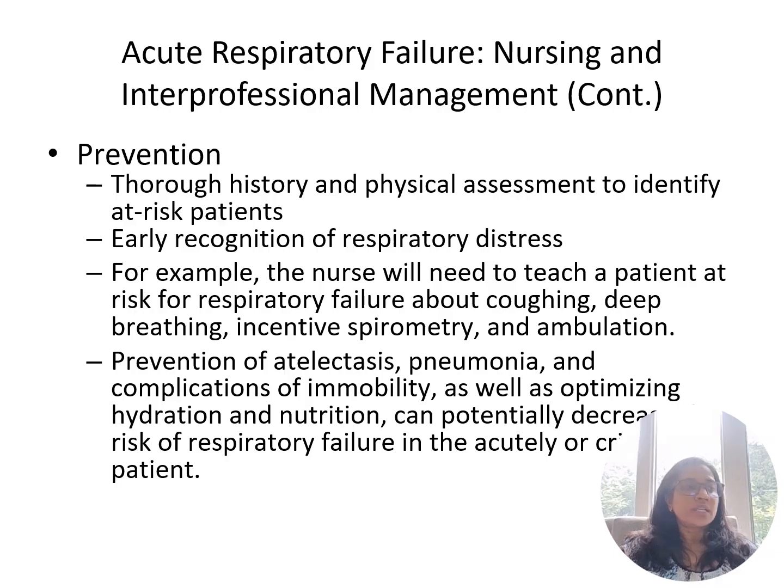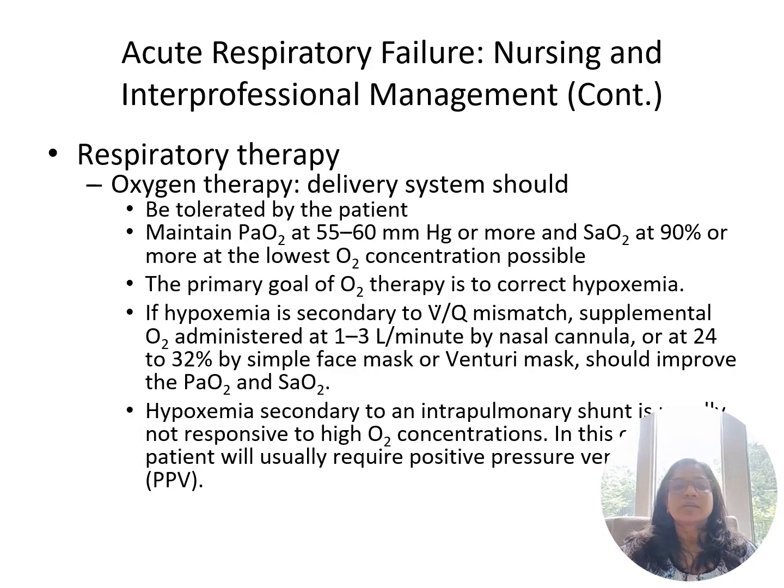Early recognition of signs and symptoms of respiratory distress is really important in management. As it progresses, it becomes really, really hard to manage. So oxygen therapy to maintain PaO2 levels and saturation above 90%. The gold standard or the normal saturation should be 95 or above. At least in patients who are in respiratory distress, we want to maintain it above 90%. And our goal is to correct the hypoxemia.